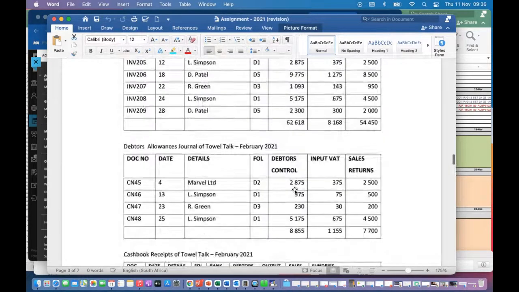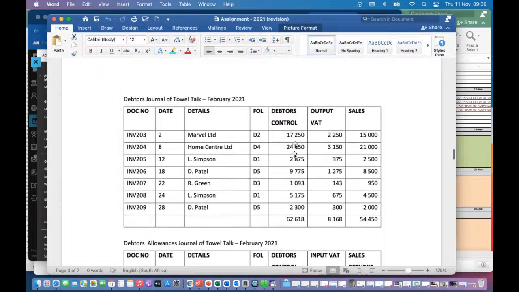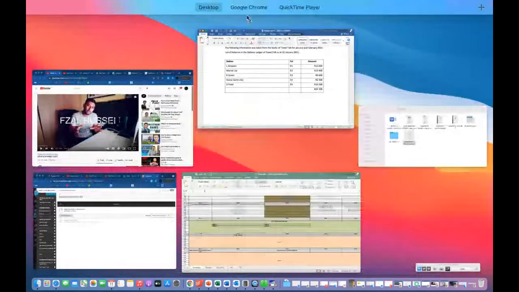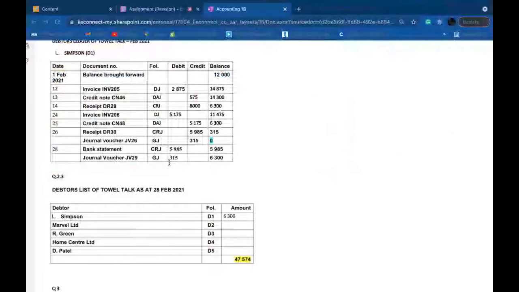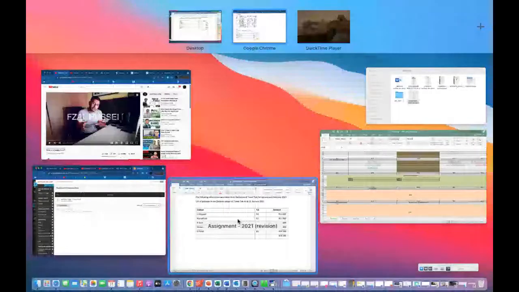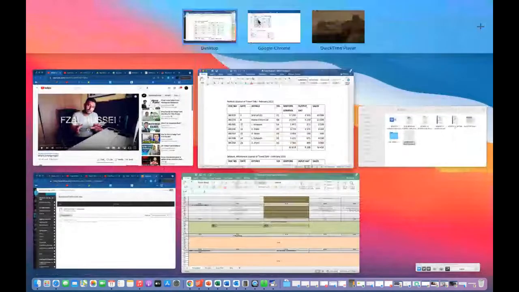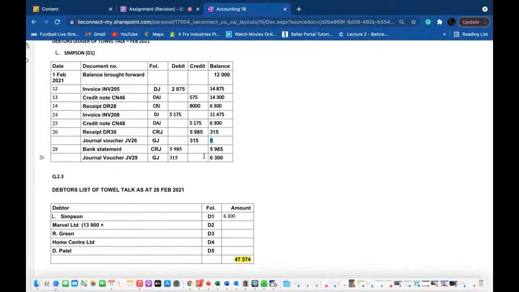Right. So with Marvel, it goes back to how we did things earlier, where we say, okay, what was his or her opening balance? It was 13,900. Okay, cool. So you come here, you say, okay, cool, Marvel, open brackets, 13,900. That was the opening balance. Then you say, were there any other transactions? Let's look at the journals. Debtors journal, yes, Marvel bought more goods from us, 17,250.